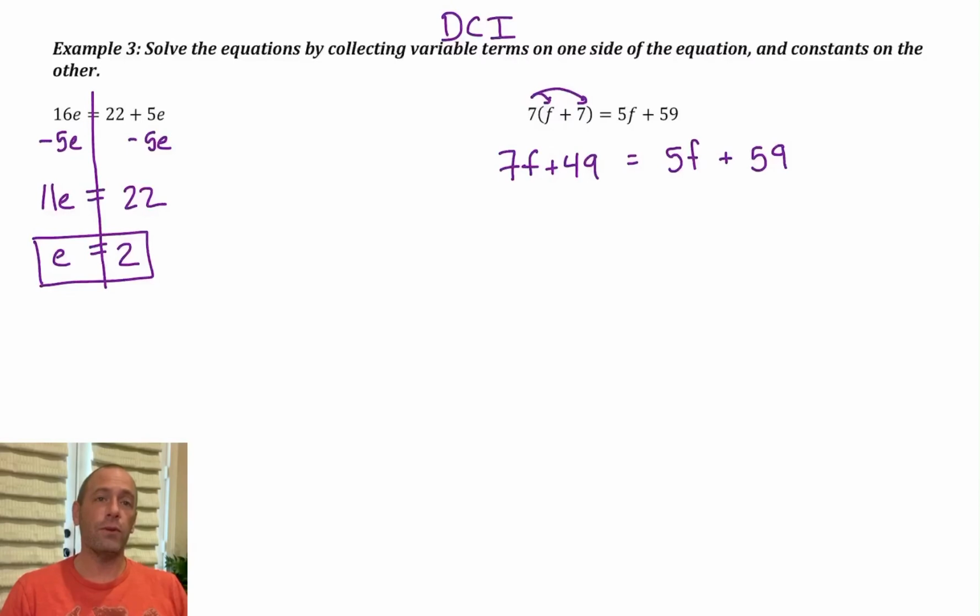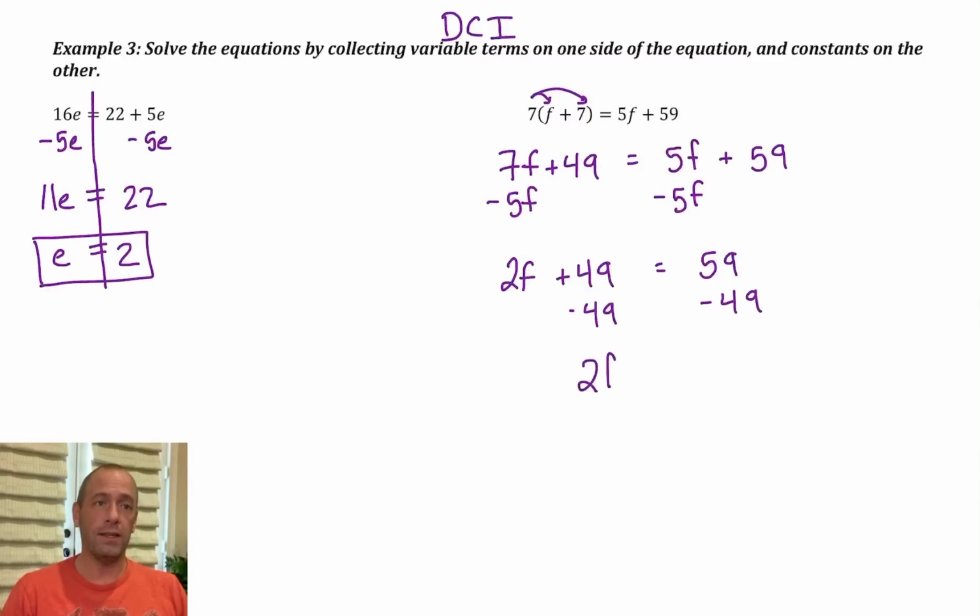So what we're going to have to do is take care of the variables on one of the sides. Personal preference, I always like to get rid of the smaller quantity of the variable. So the inverse operation of adding 5f would be to subtract 5f's, and you do it to both sides. 2f plus 49 is 59. We subtract 49 from each side, and we'll get 2f is 10. And that's pretty trivial at this point. We divide both sides by 2 to get f equals 5.